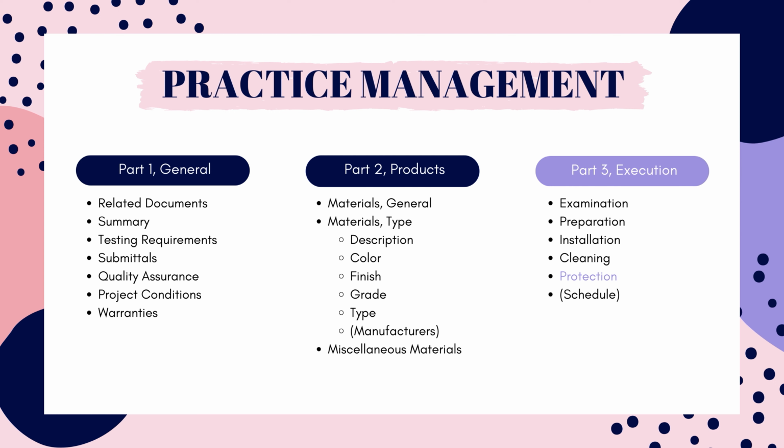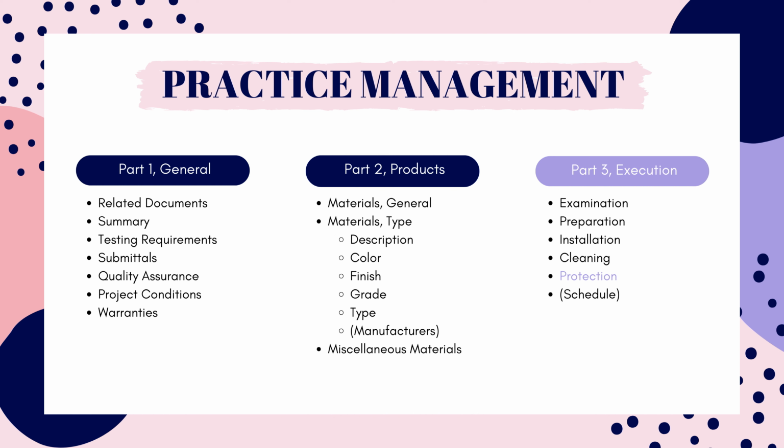Part 1, General, tells us all the background info on the materials, like testing requirements for the material, project conditions, how to store and handle the material, quality assurance requirements, what types of submittals should be sent to the architect, and what type of warranties the product should have.